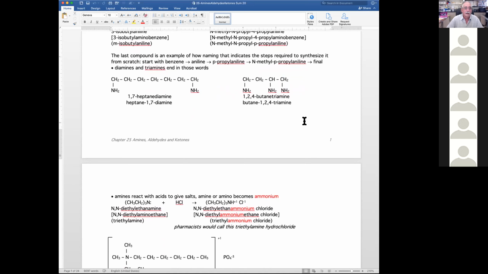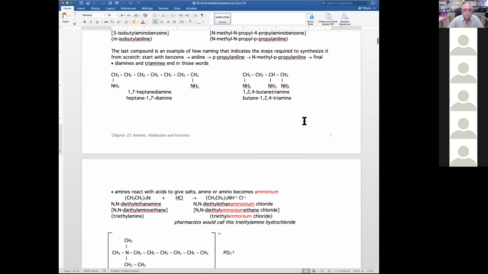And then what about diamines and triamines? We just do a similar way as we did with diols and triols. So this would be 7 in a row, so it's heptane diamine. And where are the amino groups? Number 1 and number 7. You can also do it that way.